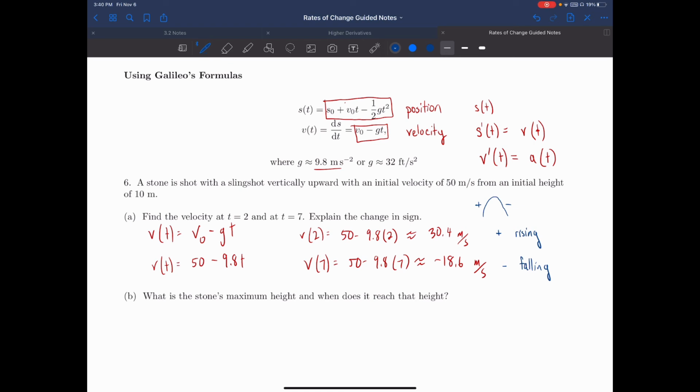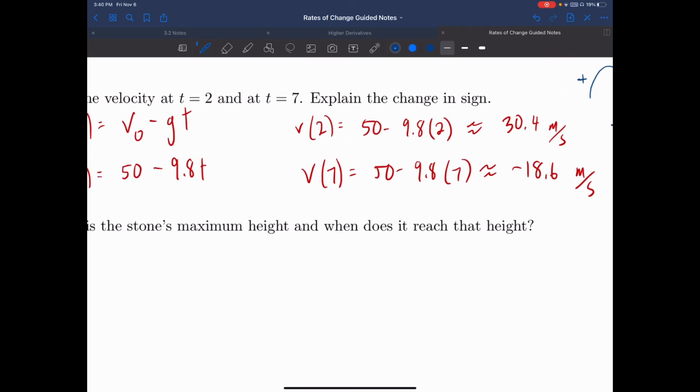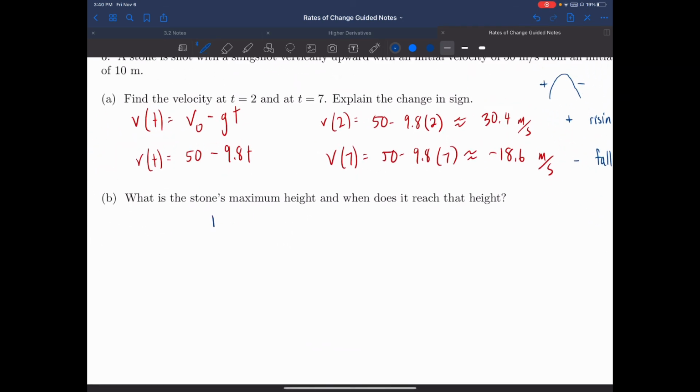Okay, next question. When or what is the stone's maximum height, and when does it reach that height? Okay, so the maximum height is going to be when the velocity equals 0. So I'll write that, zoom in a little bit. This is really asking, where does the derivative, or v of t, equal 0?